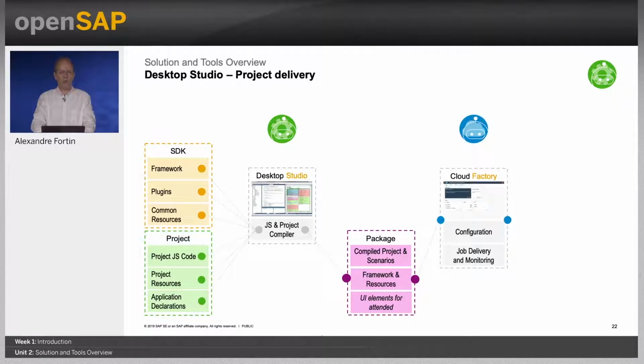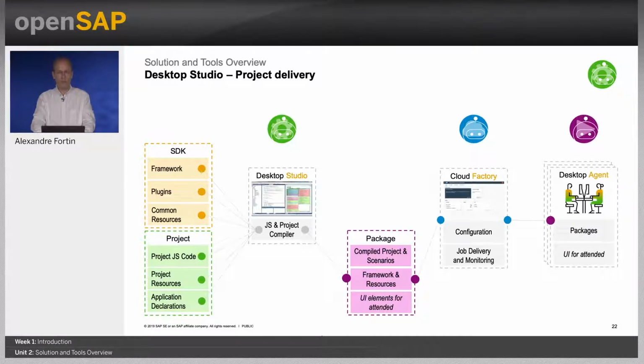You import your package within the factory. The factory will allow you to create configurations and triggers, and will take care of job delivery and monitoring. Packages are now distributed to agents. When a user triggers it, it creates behind the scenes a job. With an event, such as a schedule, agents running in unattended mode will process the job.